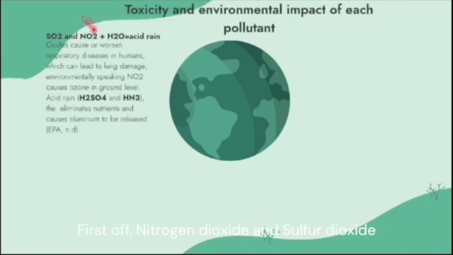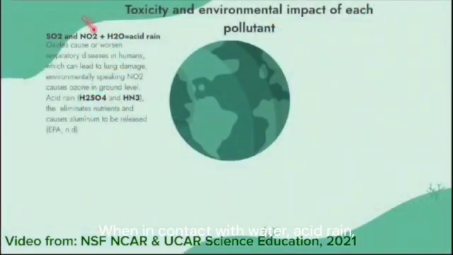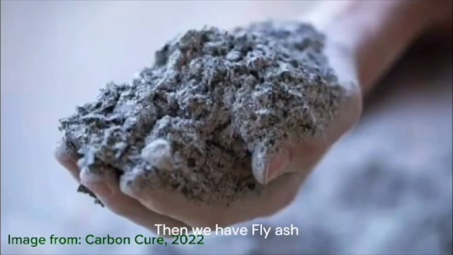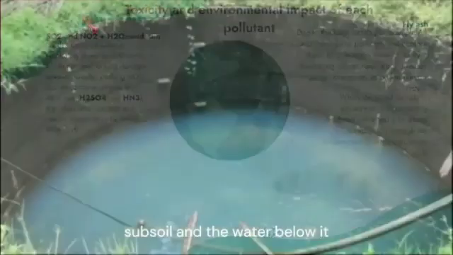First off, nitrogen dioxide and sulfur dioxide cause respiratory diseases and permanent lung damage. They are also responsible for ground-level ozone. When in contact with water, acid rain, or nitric acid and sulfuric acid, eliminate nutrients from the soil. Then we have fly ash, which can cause the development of cancer, respiratory disease, and damage to the nervous system. It's another cause for contamination of the subsoil and the water below it.